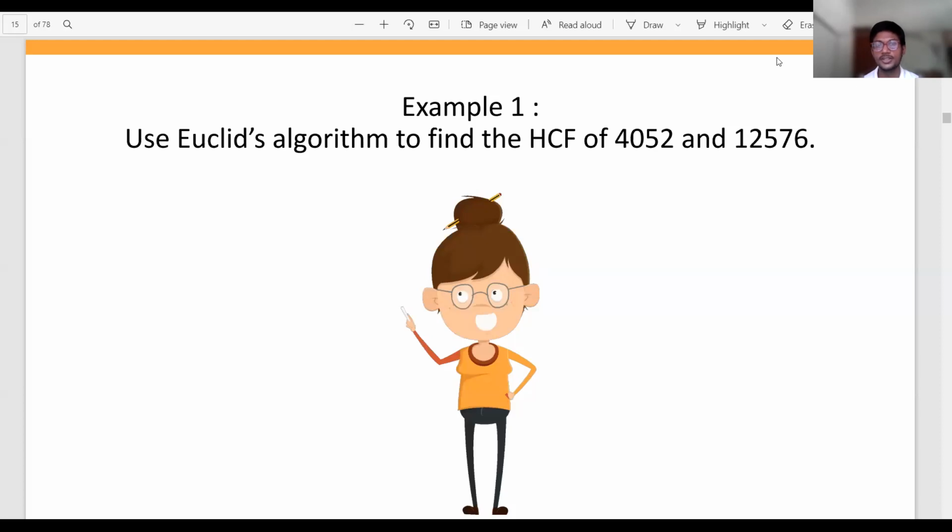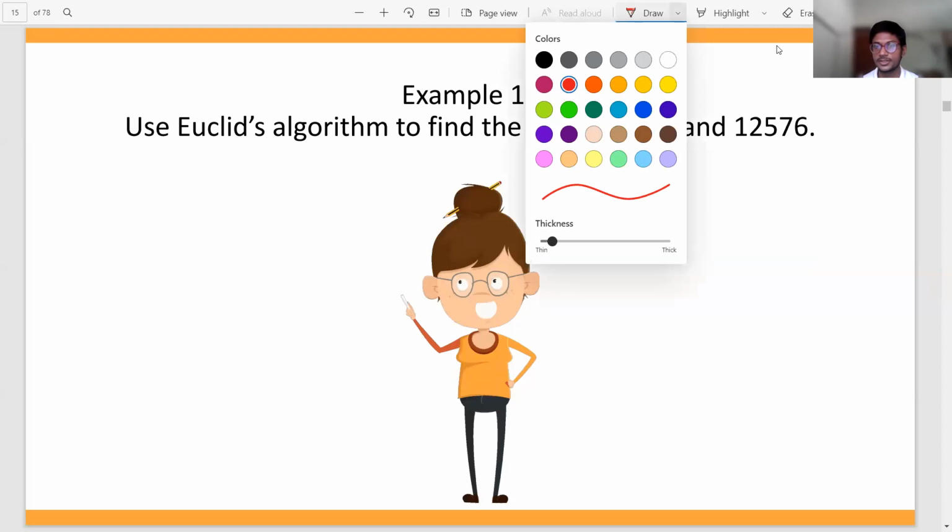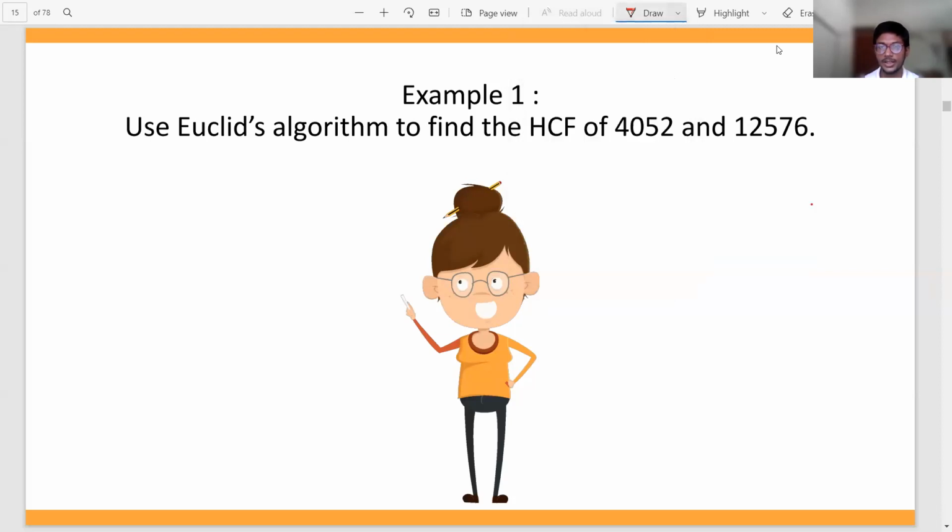Today we are going to see some examples to find HCF using Euclid's division lemma. So here's example 1. We have to find the HCF of these two numbers, 4052 and 12576. First we will check which of these is the smaller one.